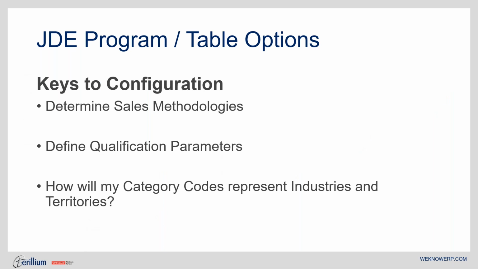So, keys to configuration for JD Edwards CRM. First one is determining your sales methodologies. So what are the different steps that you want to follow while tracking these leads and opportunities? You need to identify those within the system. They need to be configured along with different scores. So based on which step you're in the middle of that methodology, what's your probability to close it, and things like that.